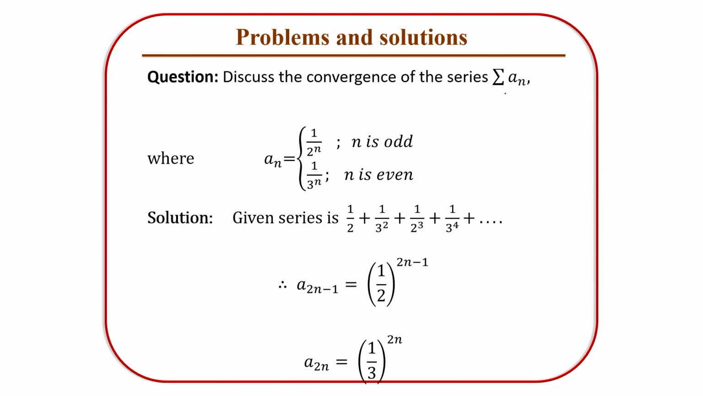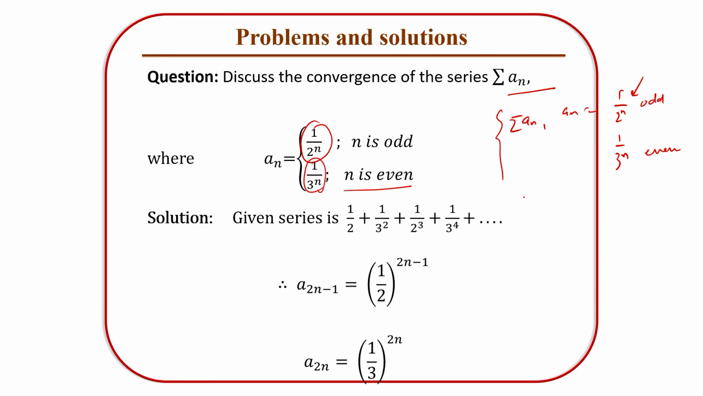Discuss the convergence of the series an. Now look at the terms. When n is odd, this is 1 by 2 to the power n. When n is even, then 1 by 3 to the power n. So the series is something like this, summation of an, where an is equal to 1 by 2 to the power n and 1 by 3 to the power n. That means this is the odd one and this is the even one, right? That is the idea. How to prove this one?